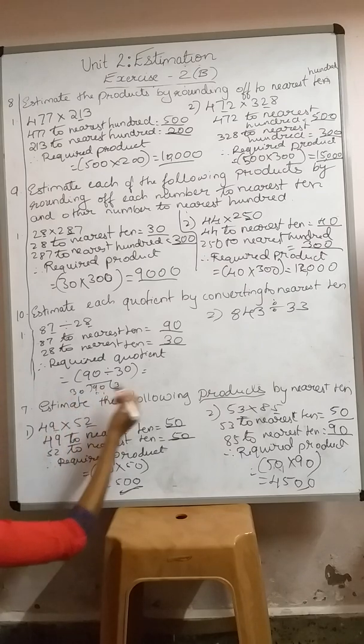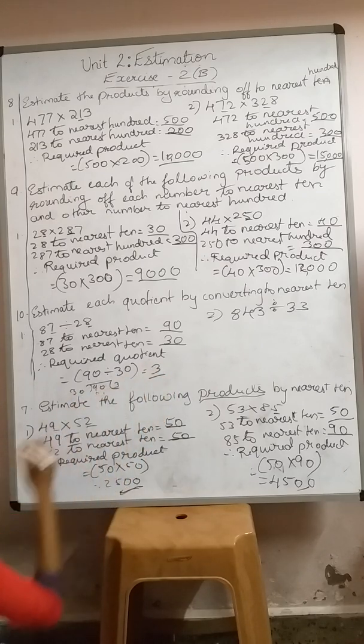So you know the method of solving. So our answer is 3. 3 is our answer when you divide 90 by 30.